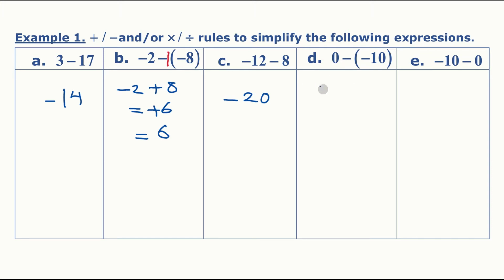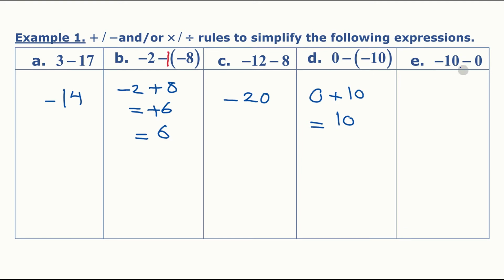Here, make sure that you don't ignore the 0. 0 is a number like any other number, so we're going to keep the 0 and we're going to go ahead and multiply those, and we know that negative times negative is positive, so we end up with 0 plus 10, and that of course is just 10.